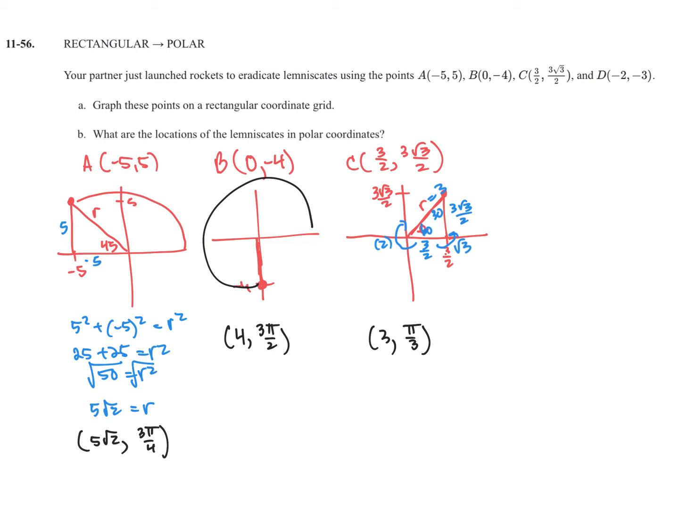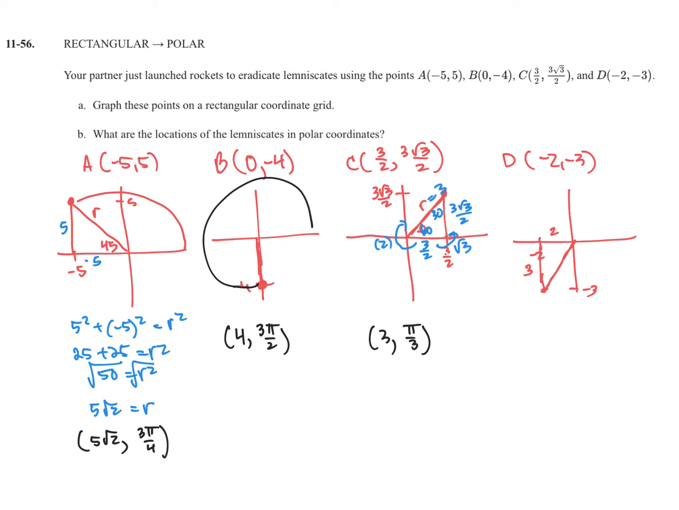And then finally, let's do D. D is -2, -3. All right, let's do a quick graph. -2, -3, right here. What I need to find is the radius here, and then the rotation. This will be a length of 2, and this is a length of 3. So I need to find out the radius.